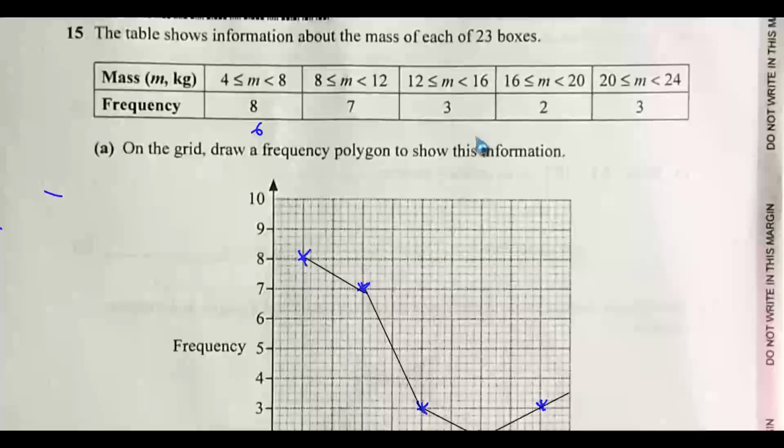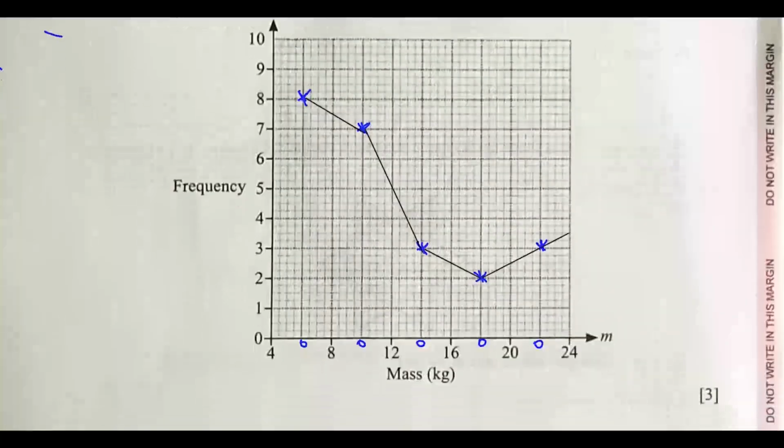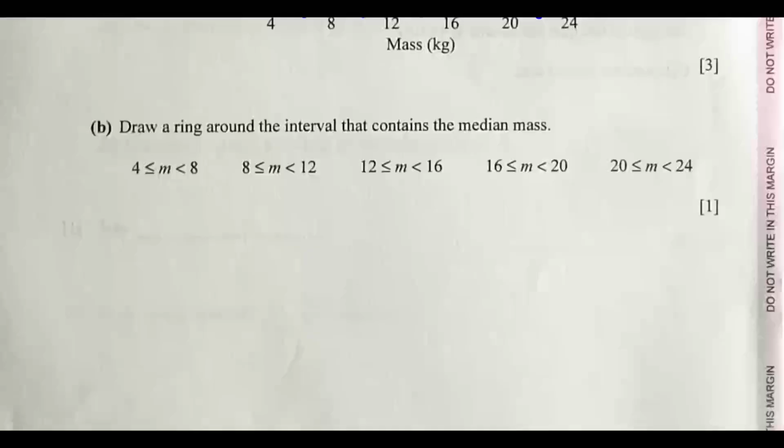So that means the middle number will be between the 11th and the 12th number, right? It will be between the 11th and the 12th value. Since we have the first 8 numbers here, or masses, the 11th and the 12th will fall within this class, this range. So we can go to the question and circle between 8 and 12. So this will be the correct option. Okay, so let's go to the next question.